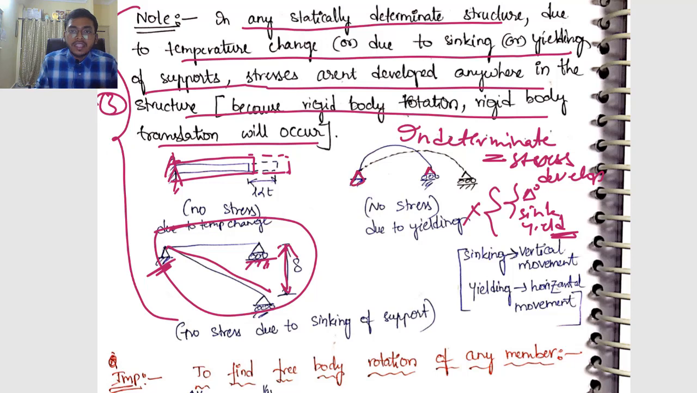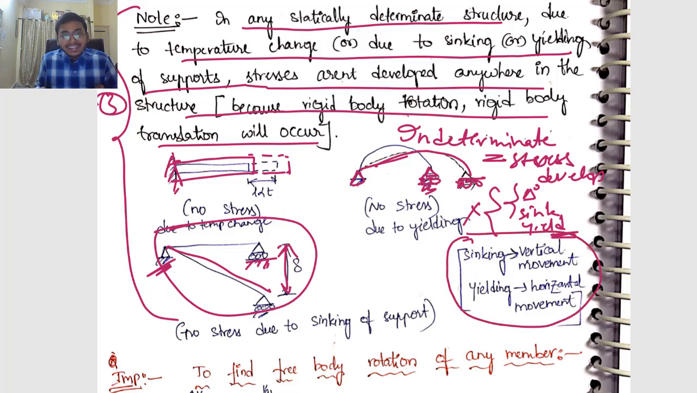Even if the support has yielded, it was in this position, now it has moved to some other position, the support has yielded because of application of load, even then there are no stresses developed in a determinate structure. So what is the difference between sinking and yielding? Many people don't understand, they break their heads understanding this. It is so simple. If you don't know, you will always have this confusion and fear regarding the yielding, right? Sinking is nothing but vertical movement, whereas yielding is horizontal movement, that's it.